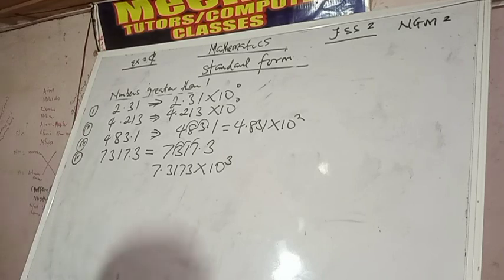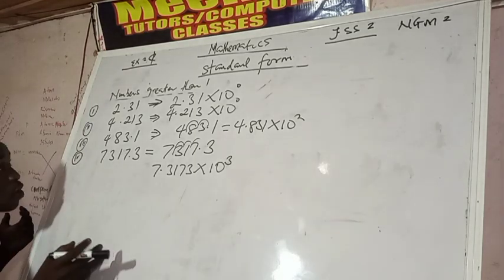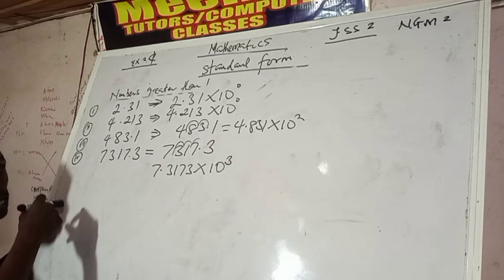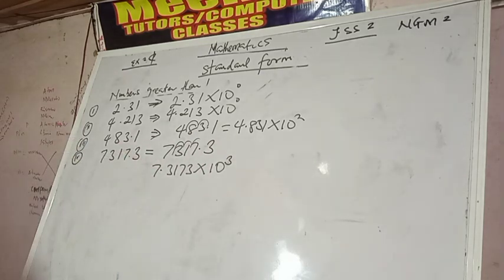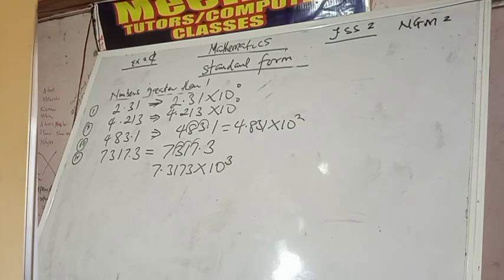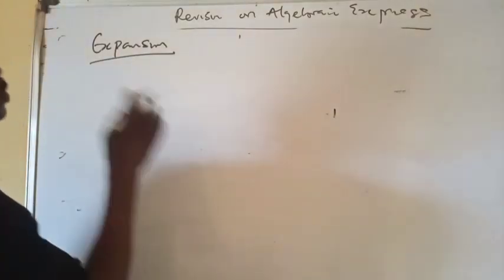Can you take this one down? And let us look at the standard form of those numbers that are less than 1, those numbers that start with 0 point. Now, the next one we move to, still on revision of algebra, is expansion.